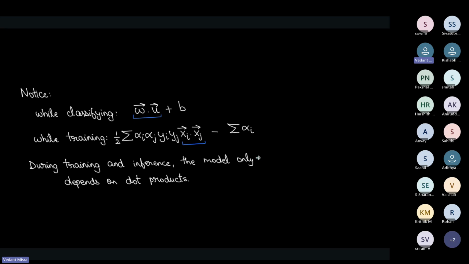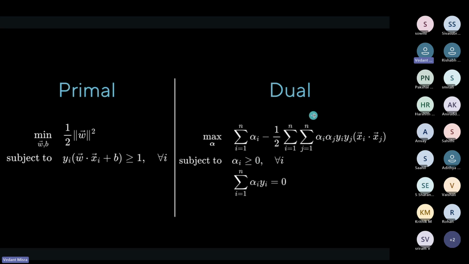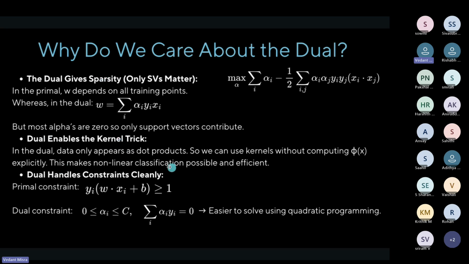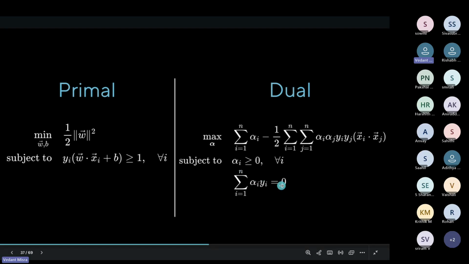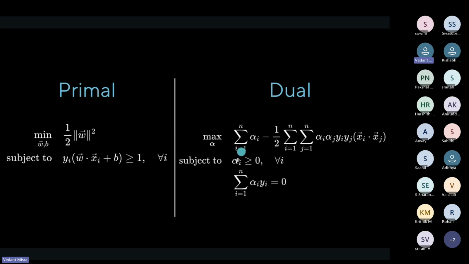So our entire model during training and inference only depends on dot products. This is something that will help us later when we see kernels, but it becomes very clear when we take the dual form. So first, it was sparse. Second, it enables the kernel trick because the data only appears as dot products. How it helps, we'll see that later. And thirdly, the dual handles constraints more cleanly. If you see the primal, our constraint is an inequality, but in the dual, our constraint is an equality, so that using quadratic programming, it becomes easier to optimize.